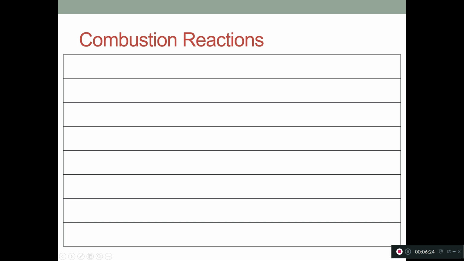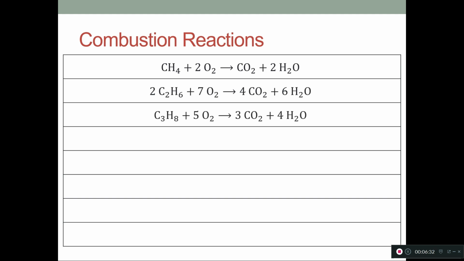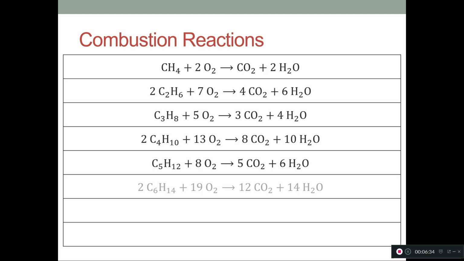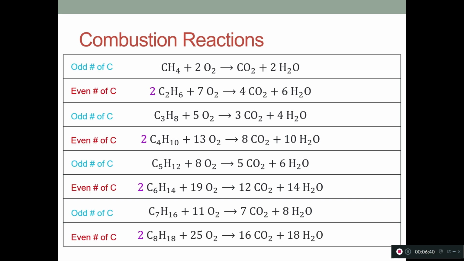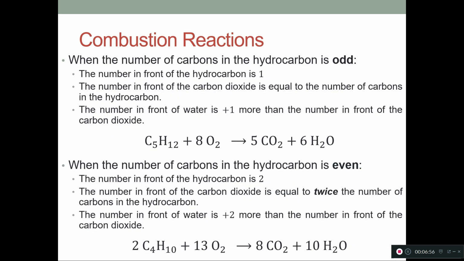If we look at the first few examples of the combustion for the hydrocarbons, we see this was our methane, our ethane, our propane, our butane, our pentane, our hexane, our heptane, our octane. And the thing to notice is that we have a 2 in front every time we have an even number of carbons. And we can generalize this a bit further. So when the number of carbons in the hydrocarbon is odd, the number in front of the hydrocarbon is 1. When the number of carbons in the hydrocarbon is even, the number in front of the hydrocarbon is 2.